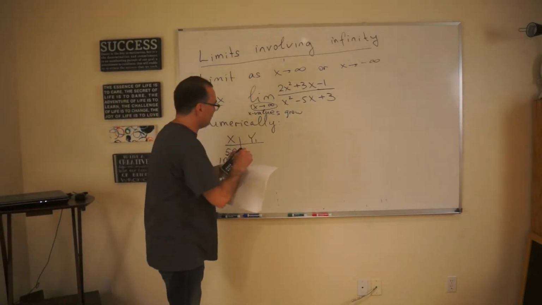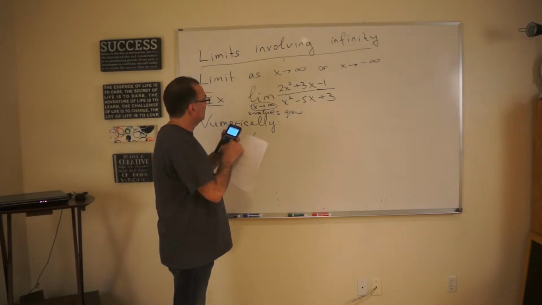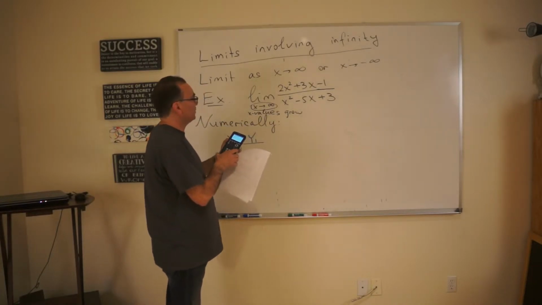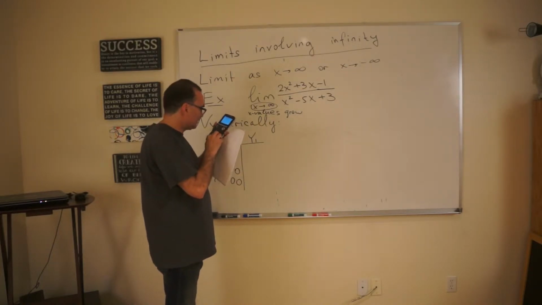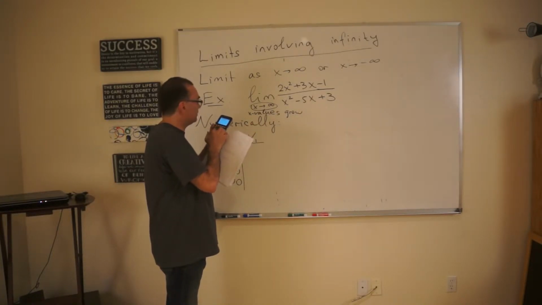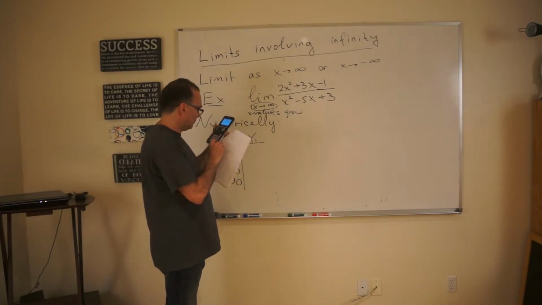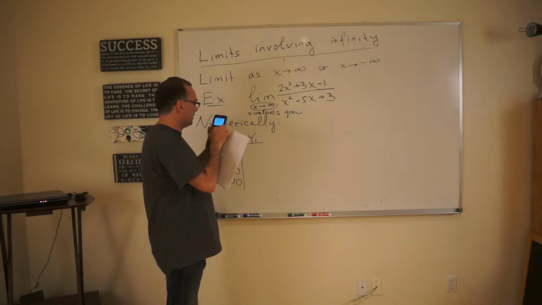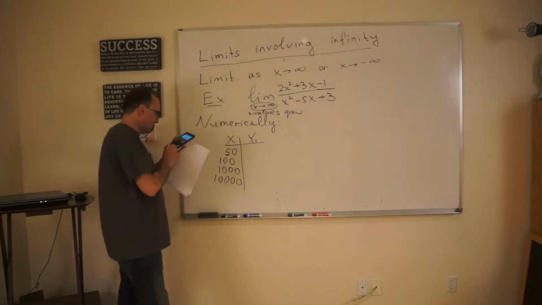So we need to enter this function into the calculator, again using all the proper syntax: 2x squared plus 3x minus 1, close parenthesis, divide, open parenthesis, denominator x squared minus 5x plus 3, close parenthesis. And now I go second table for the table feature. I will press delete to remove all the x values that I previously used. And now I will enter these x values.